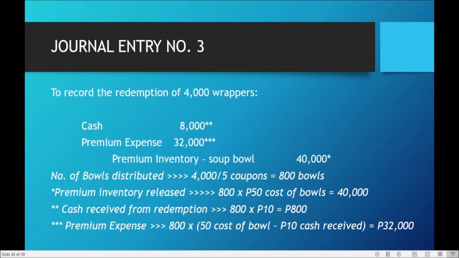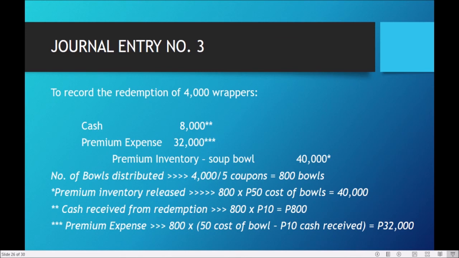Cash received from redemption. Remember, for every soup bowl that we release, we will receive 10 pesos. Right? Okay, if there were 800 soup bowls and in every soup bowl there is 10 pesos, 800 times 10 would be 8,000. So, we debit cash because we received cash of 8,000.